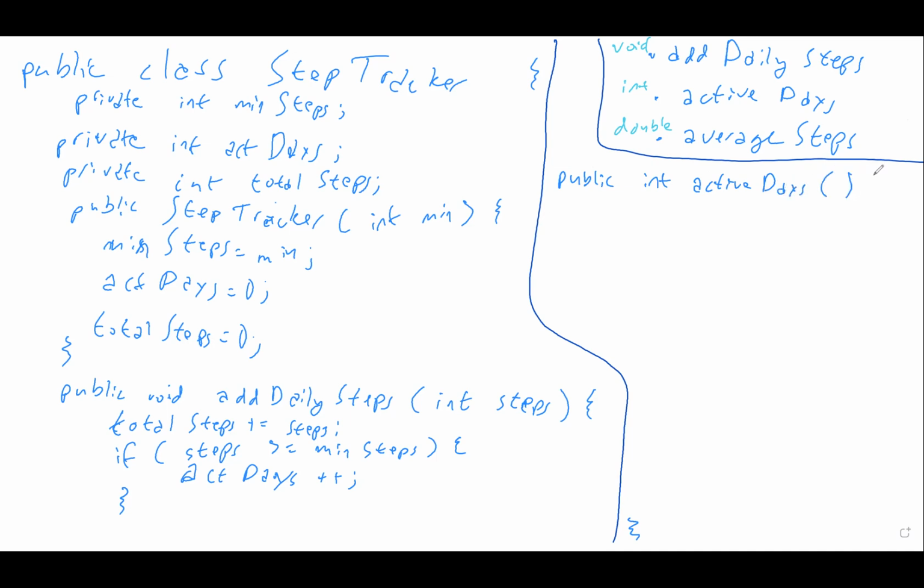I don't need any parameters. This is just essentially a getter method. This is going to return active days. That one's a very simple method.